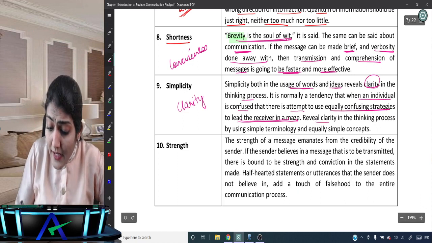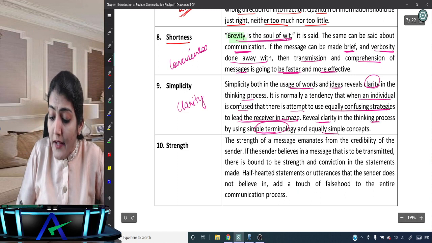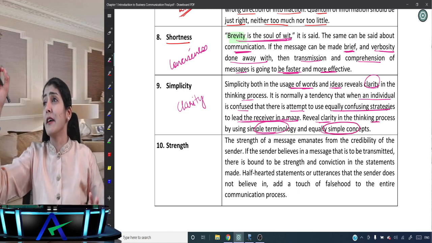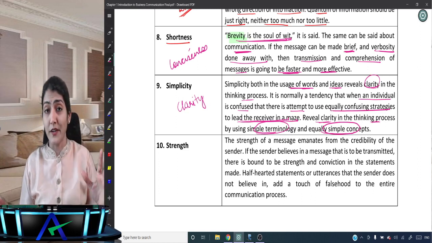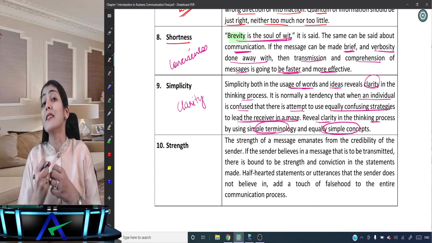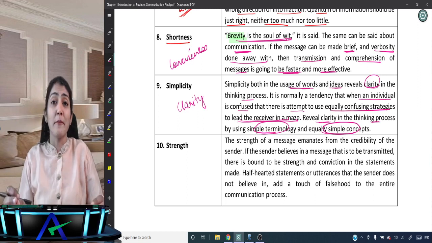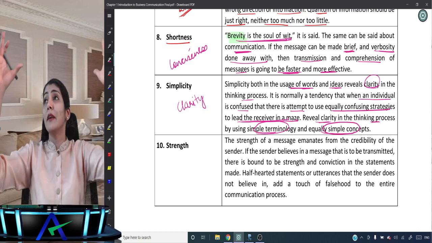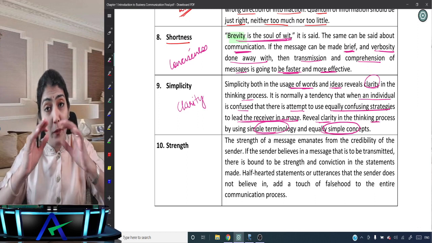Right. Reveal clarity in the thinking process by using simple terminology and equally simple concepts. And that is why you say, oh, this is my favorite maths teacher, my favorite science teacher in your school, because for maths and science you need to understand a lot of concepts. And you see this teacher with such real life examples in such a simple manner, they explain such a complicated process, how they build the story, how they create the imagination. I understand it very properly.